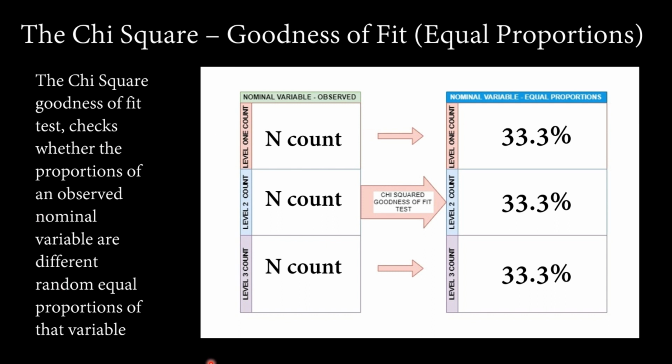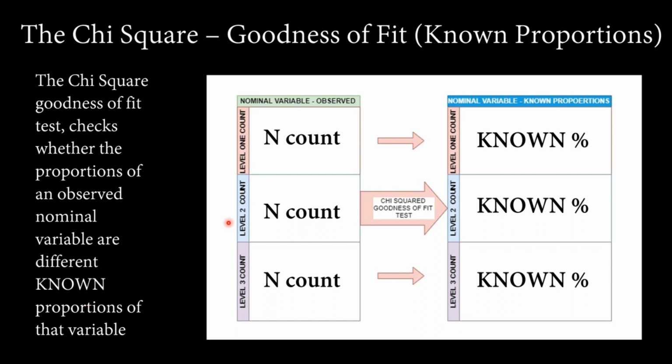Okay, let's look at a second version of this. This is the same test, a chi-square goodness of fit test. However, this is when you have known proportions. So let's take a look at this. What I'm comparing is the counts I have in each of these different levels to some expected known count. So let's take a very simple example, the one we're dealing with.